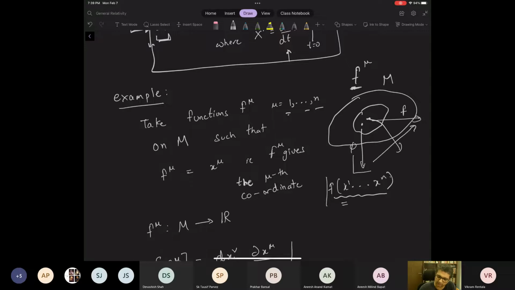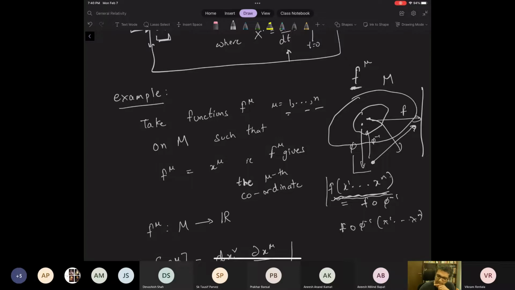This is what I'm trying to represent. It's a map from coordinates to the function f. But what do I really mean when I'm doing this? F composition phi inverse. Very good. So first phi inverse, then f. That's what we really mean. But in shorthand, we'll just write it as f of x1 through xn. It's actually f composed with phi inverse acting on x1 through xn.